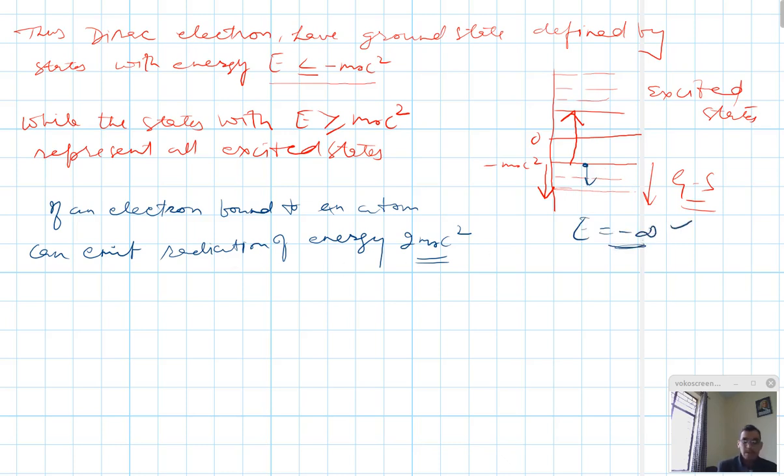But if the electron is sitting here, it goes to E equal to minus infinity, and this makes the atom completely unstable, right? So this is the main drawback. If I try to understand this Dirac formulation, only the simple basis which we are getting.